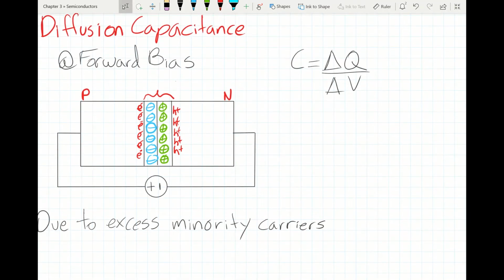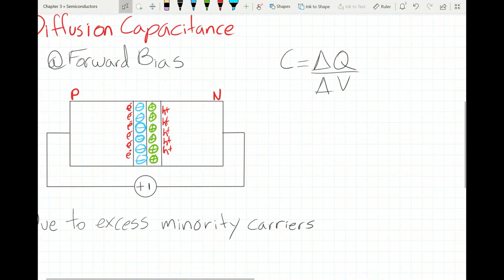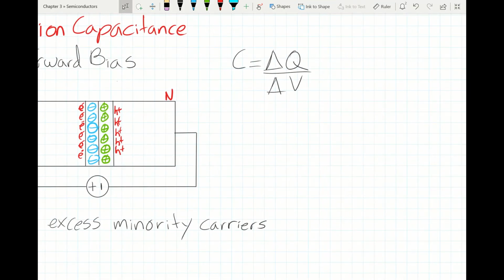That's the easiest thing to think. Now let's look at the formula. So we have that capacitance is equal to the rate of change in charge over the rate of change in voltage. How do we find this rate of change in charge, of how charge is changing?